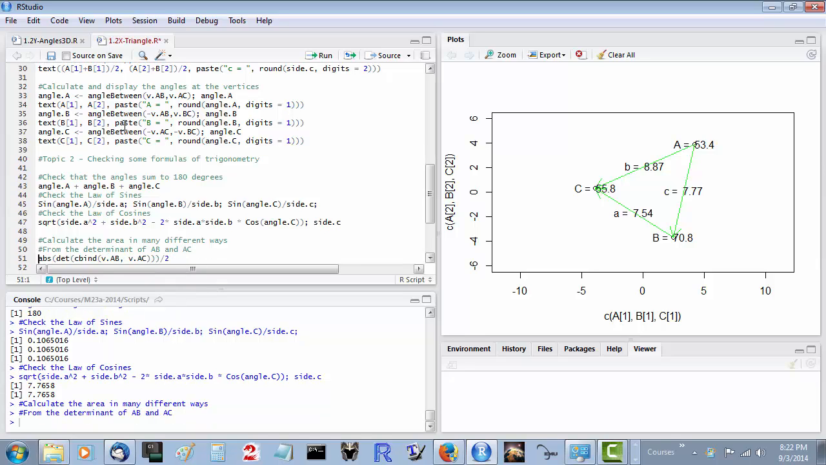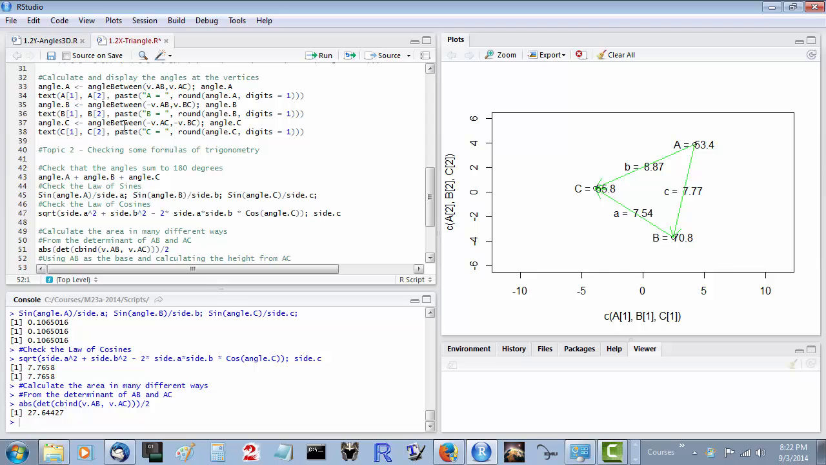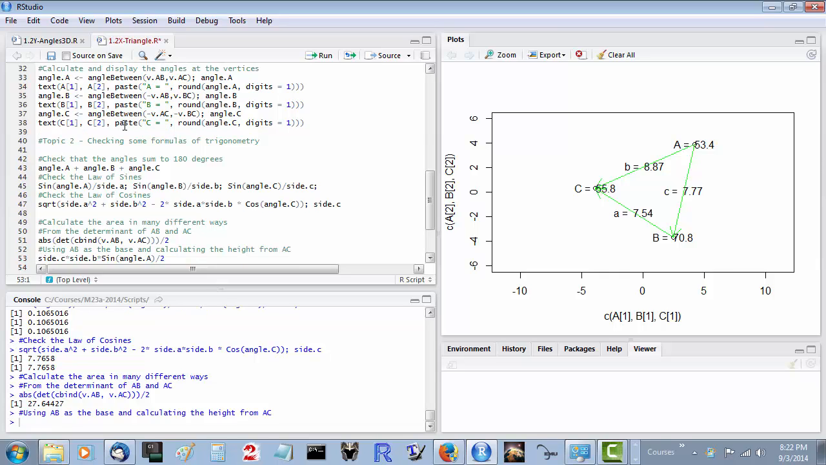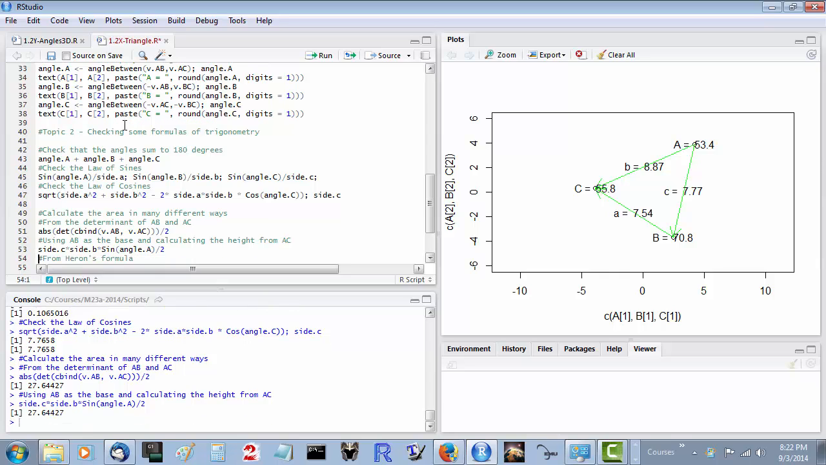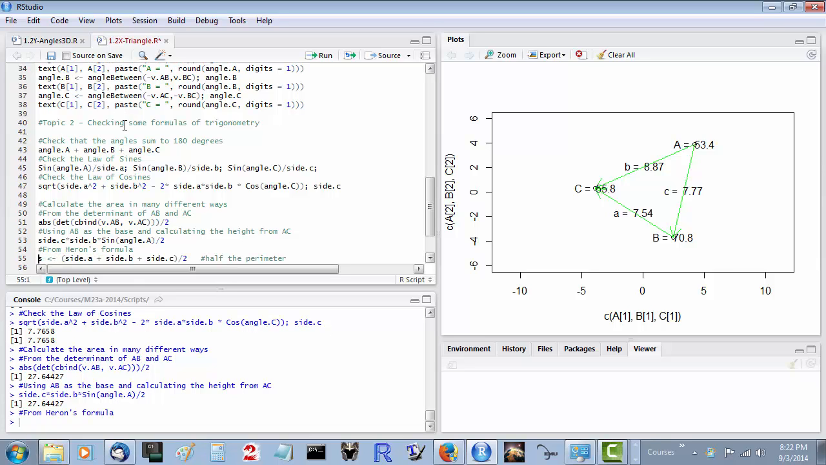And then there's a whole lot of ways of calculating the area of that triangle. I can take 1/2 the area of the parallelogram that I get by using 2 of the vectors, or I can use one side of the triangle as the base and calculate the height, getting the same answer. Or if I'm really into ancient Greek mathematics, I can use Heron's formula, which expresses the area of a triangle solely in terms of the side length.